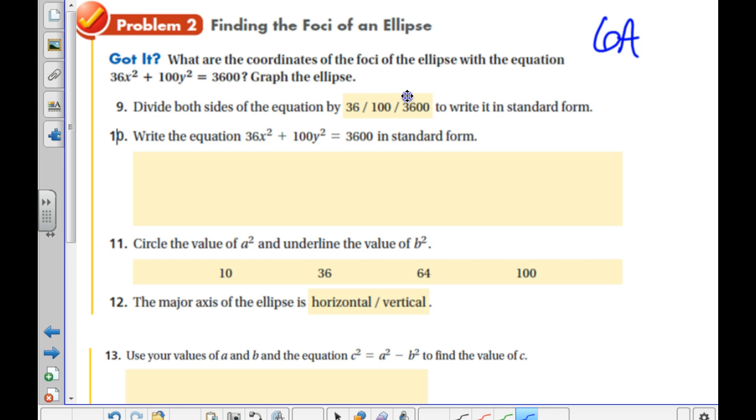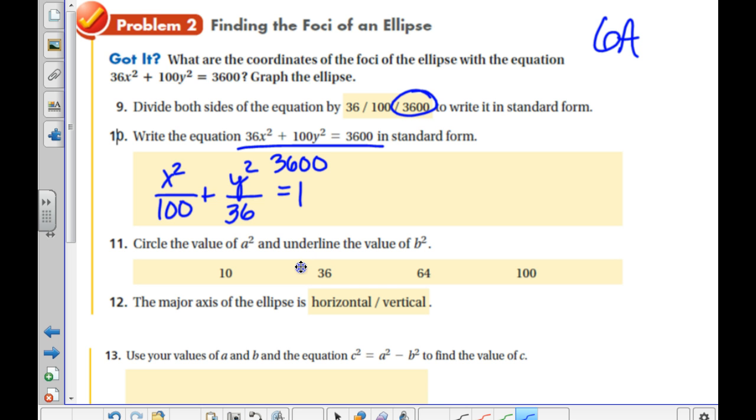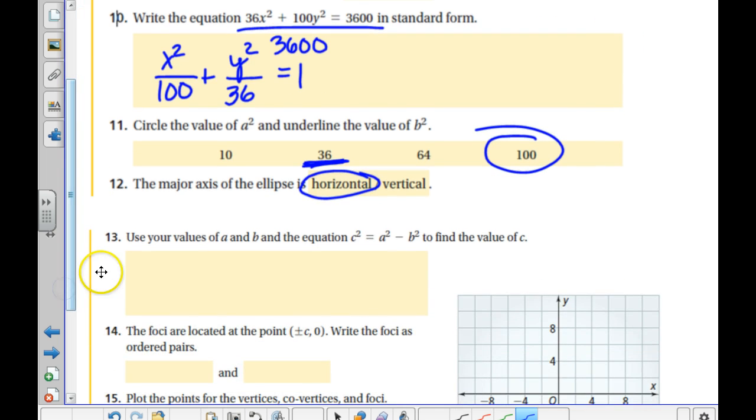What do we need to divide everything by? 3600. When we do that, 36 goes into 3600 how many times? How about 100? 100 goes into 3600 36 times. What is the value of a squared? 100. What is the value of b squared? 36. The bigger number is underneath x, so it's going to be horizontal. The major axis will be the horizontal axis.